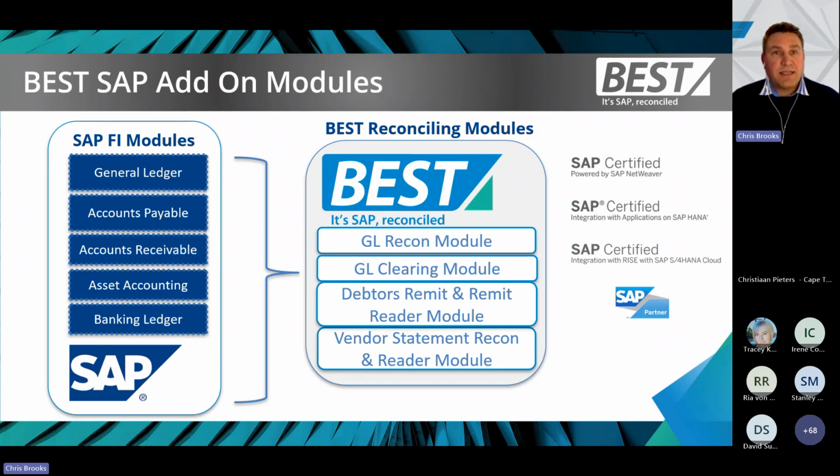So looking at this slide here, just to focus on that center graphic, we have the 4 key modules within BEST. The first one, the GL Reconciliations module, is really the focus of my session today, to give you some feedback from our customer success stories, having implemented the Recon module, looking at automating your reconciliations as well as your entire approval process, all within SAP itself.